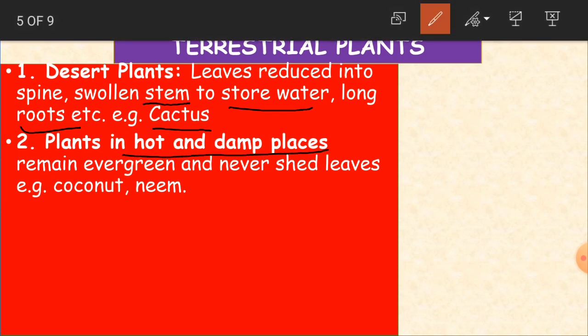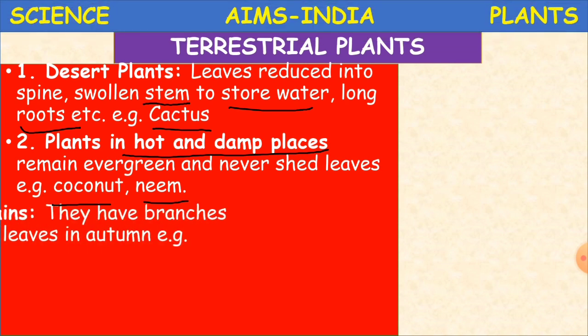Okay, so they remain evergreen and never shed leaves. How they are? They remain evergreens. So why we say evergreen, in the sense they do not shed their leaves. Their leaves are always there on the tree or the plant. So that is why we call them as evergreen plants. Okay, and for example, coconut and neem. Coconut tree, neem tree. Okay, it always remains green. So these type of plants, they grow in hot and damp places.